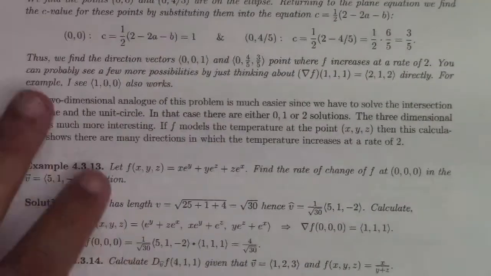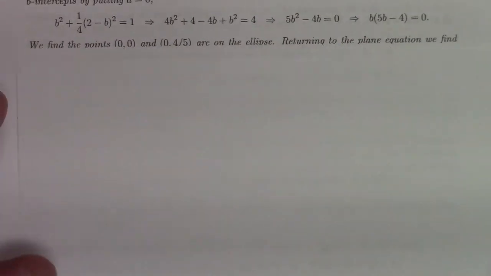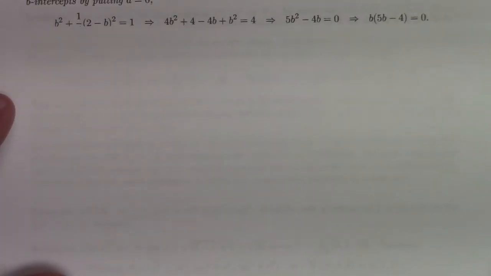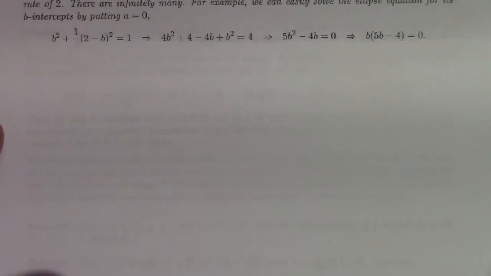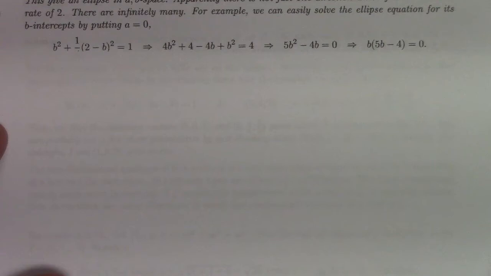In other words, the solution is an ellipse in AB space. There's not just one direction. And if you looked at ABC space, it's some kind of ellipse, or I think it may be a circle on the sphere. Anyway, there are infinitely many directions where it increases at rate 2.